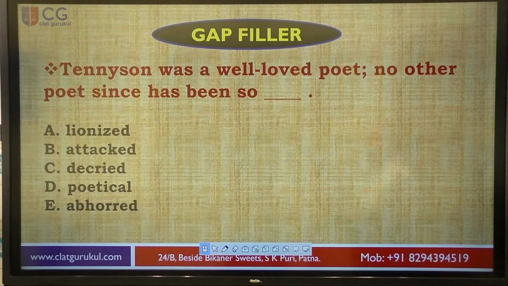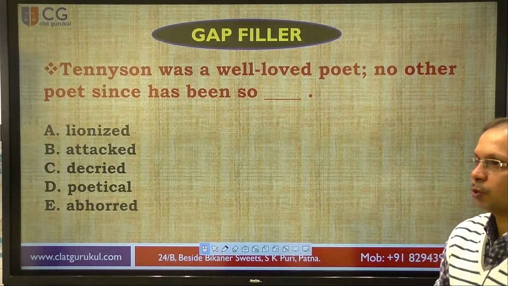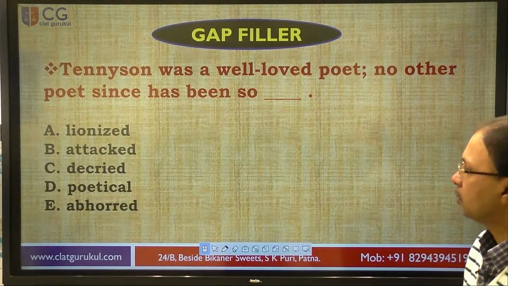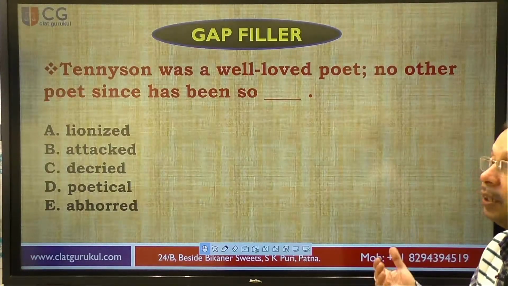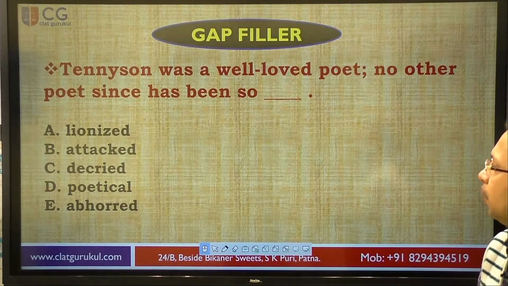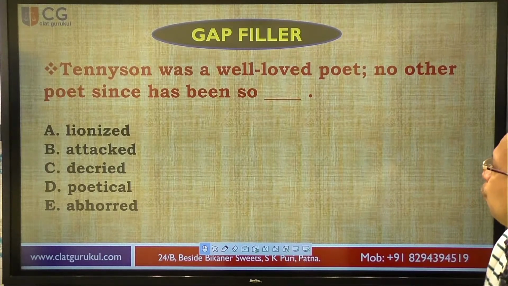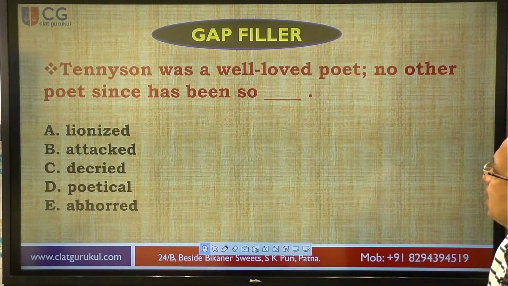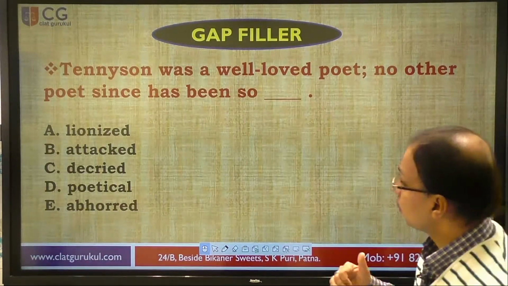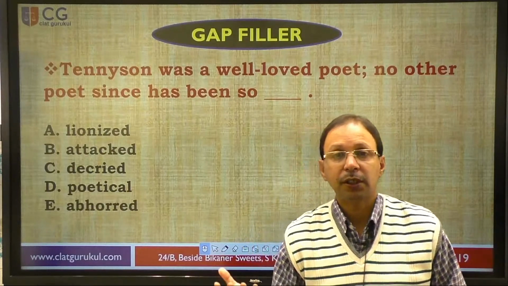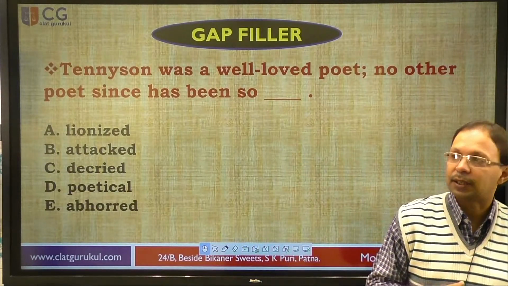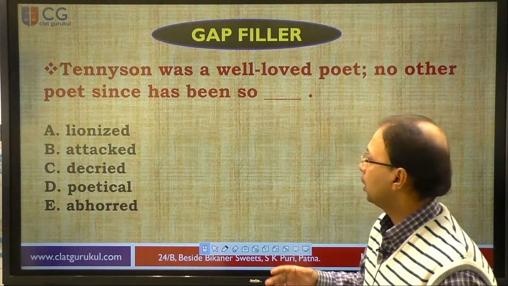Tennyson was a well-loved poet. No other poet since has been so, then blank. Tennyson was a world-class poet, right? You have given the answer C. No, decry means ninda karna, to say something ill about somebody else. Tennyson was a well-loved poet. If somebody was a well-loved poet, no other poet since has been so appreciated. Actually, the thing is that nobody was appreciated like him.